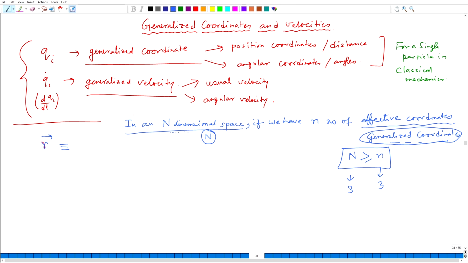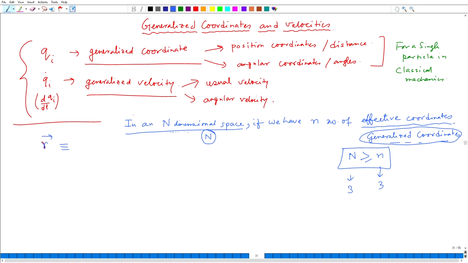Now, let us say the particle is moving on the surface of a sphere of constant radius. Then this N will remain 3, but small n will now become 2, because there is one constraint. That is why you see that N minus small n is nothing but the number of constraints.